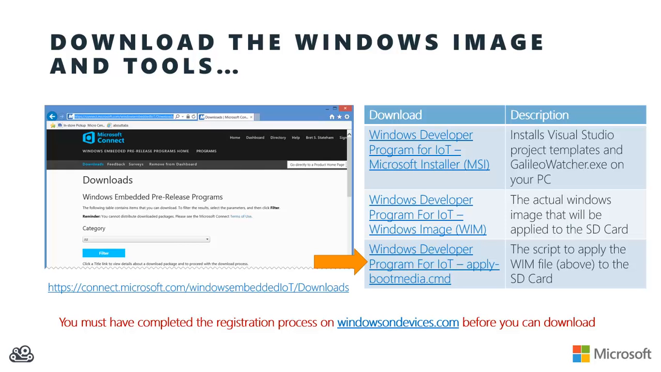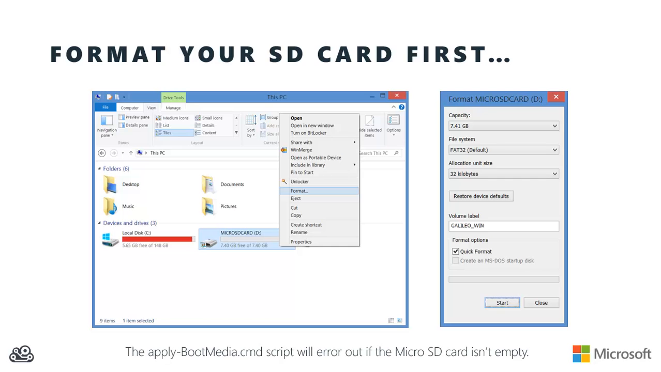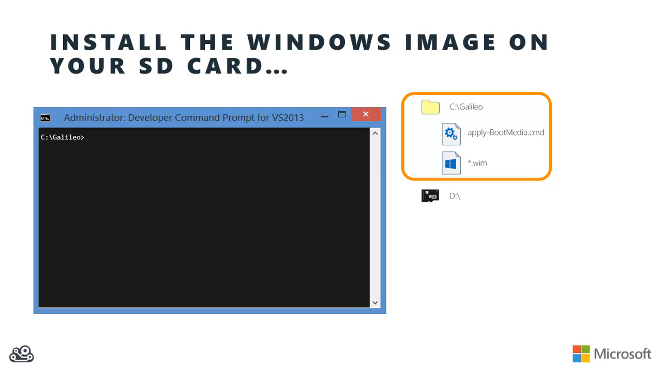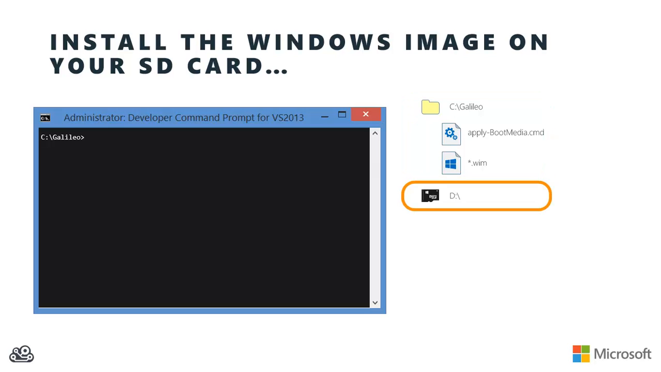Now before you can actually apply the image to your SD card, you'll first need to make sure to format your SD card. That apply-bootmedia CMD file will fail or error out if there's stuff on your micro SD card. And so, as I mentioned, it's helpful if you download that apply-bootmedia.cmd and that big long star.wim file into the same download directory. So, for example, here I've got them in a Galileo folder off the root of my C drive. And then, of course, I've got my freshly formatted micro SD card sitting over in the D drive.